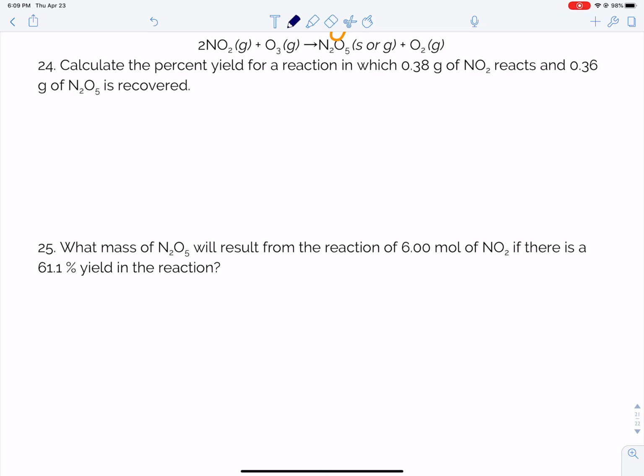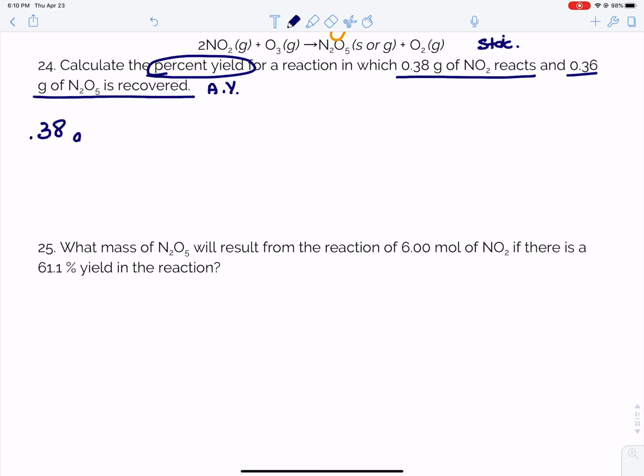Question 24. This is a new balanced chemical equation. Calculate, this is going back to percent yield, for a reaction in which 0.38 grams of NO2 reacts. We see "reacts." That means that's how we start our stoichiometry, because this right here is "recovered," which is a fancy way of saying my actual yield. So I'm going to start my stoichiometry problem with 0.38 grams of NO2.